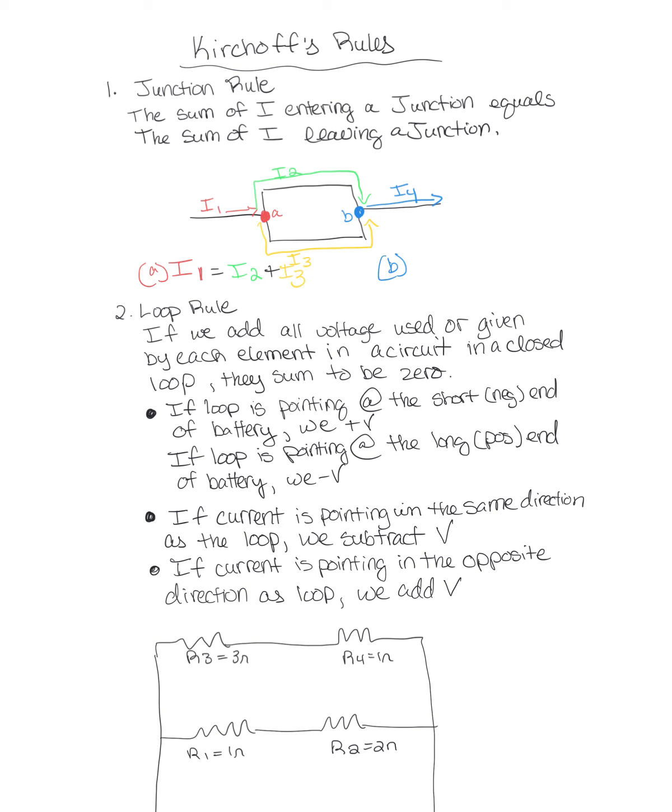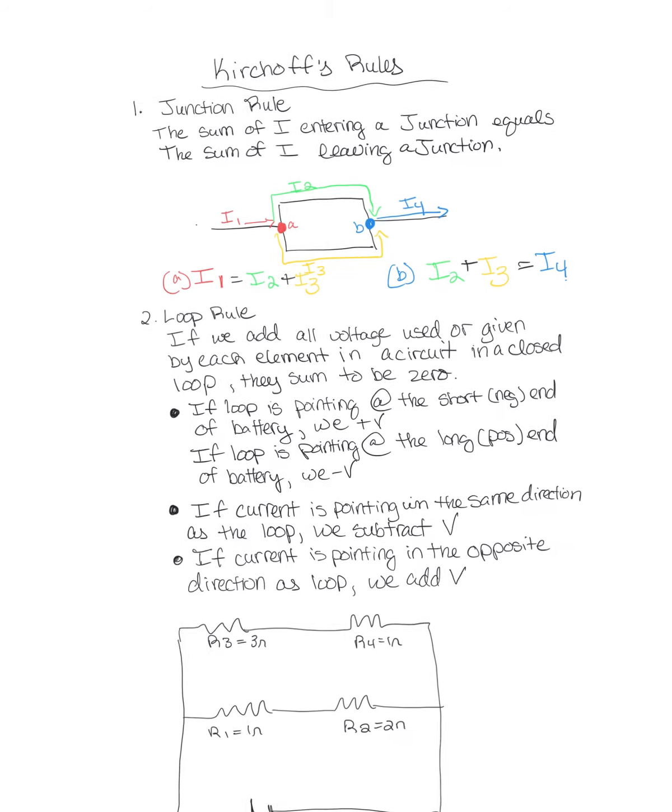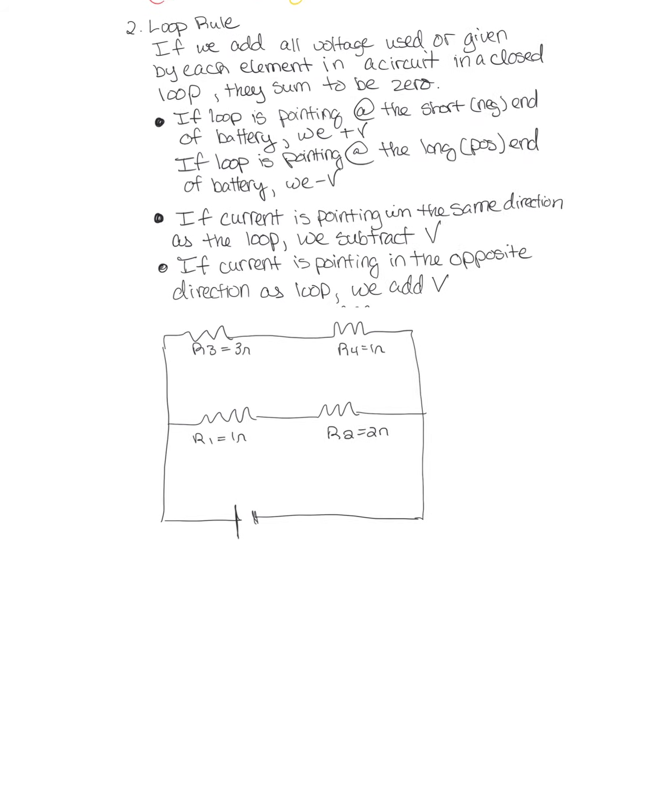Okay, and then for B, we have the sum of the currents going in is I2 and I3. So we have I2 plus I3 equals the sum of the current leaving the junction B, which is going to be I4. And that's it. That's it for the junction rule. It's pretty straightforward, right? All right, so then we're going to look at the loop rule.